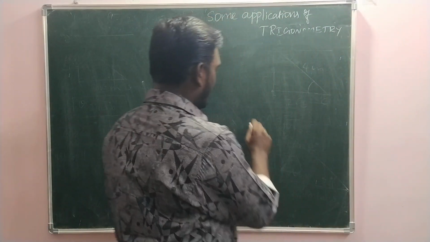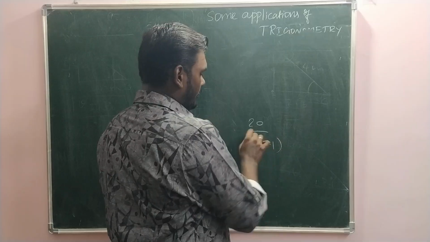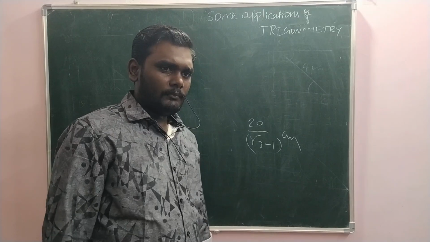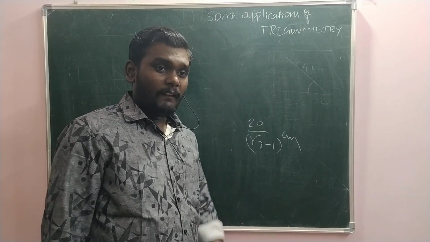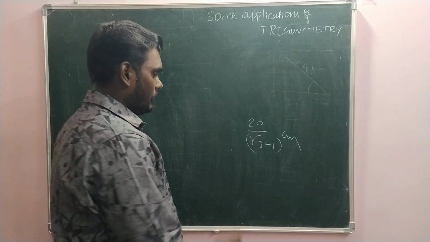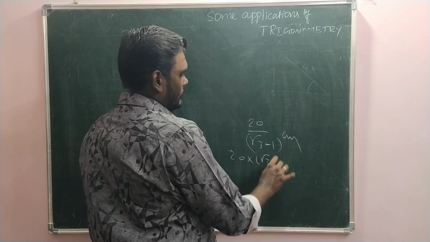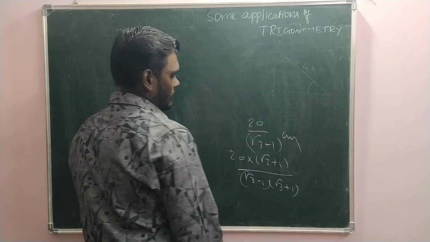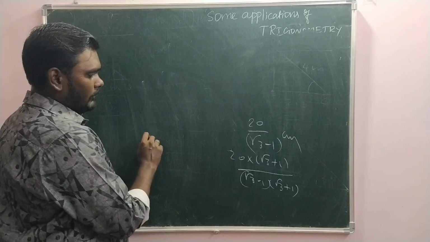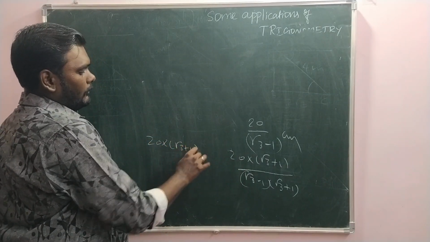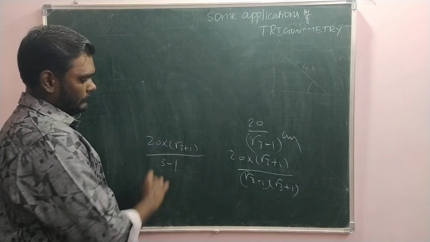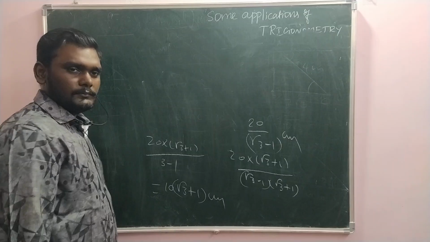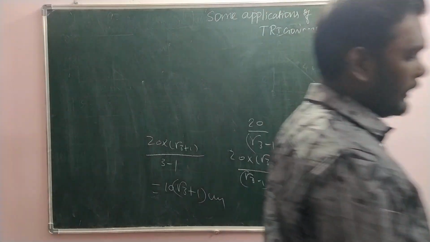For example, you got 20 by root 3 minus 1 as your answer. You can write centimeter or meter, therefore the height of the tower is like you can write. But this is not the final answer. You should rationalize the denominator. So, you get 20 into root 3 plus 1 divided by 3 minus 1. Yes, man. 10 into root 3 plus 1 meter or centimeter. That is really important. The units you have to write based on the context of the question.